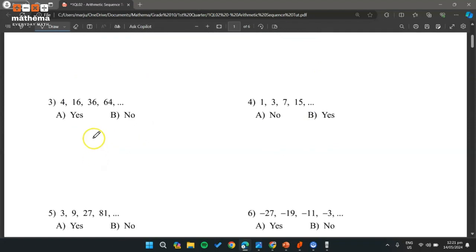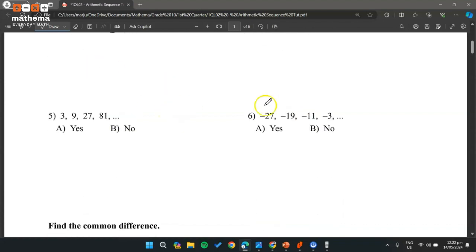Number 3. We have 4, this is 12, and then this is 20. Again, from here, the differences are not the same, so this is a no. What about number 4? We have plus 2, plus 4, and plus 8. So this is not an arithmetic sequence.